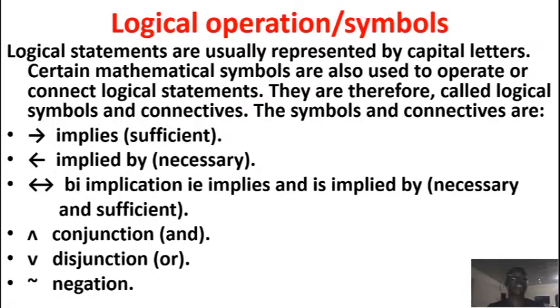The symbols and the connectives are the implication. This one means implies or sufficient. This one means is implied by or necessary. This is what we call double implication. It goes both forwards and backwards. So we call it bi-implication, meaning implies and is implied by. That's why it is called bi-implication. Bi means two. So bi-implication means two implications. It can also be called necessary and sufficient.